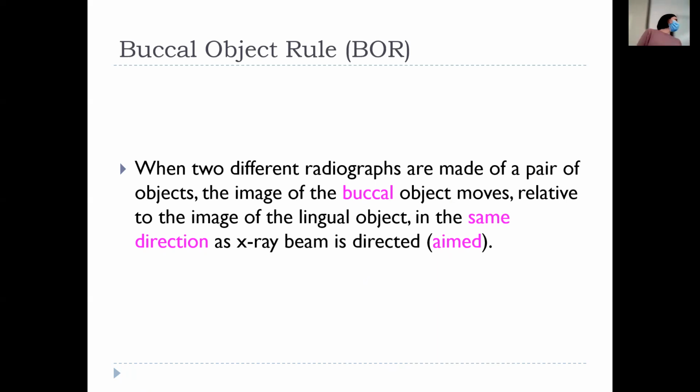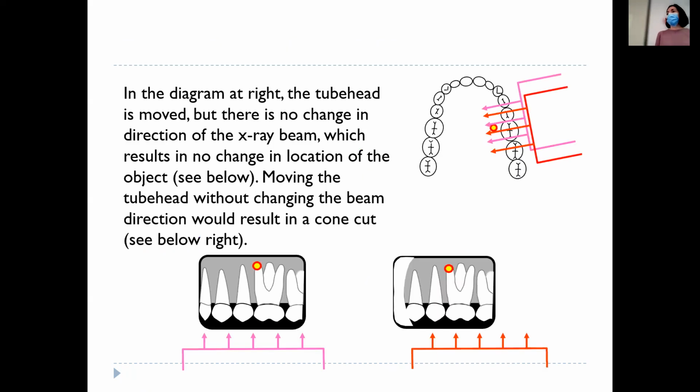Sounds kind of simple so far, maybe, right? Maybe, maybe not. Okay, so this diagram shows a tube head with a BID, and you have a change in the position of your BID, but you don't have a change in the angle of your central beam. So you just moved from here to over here. You moved laterally, or sideways, but the beam didn't angle this way.